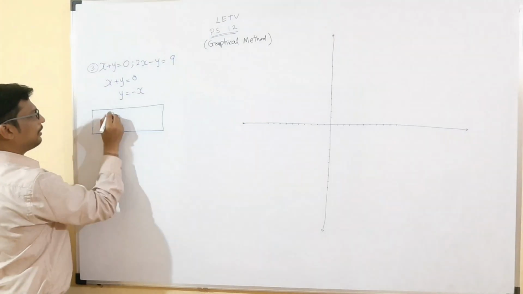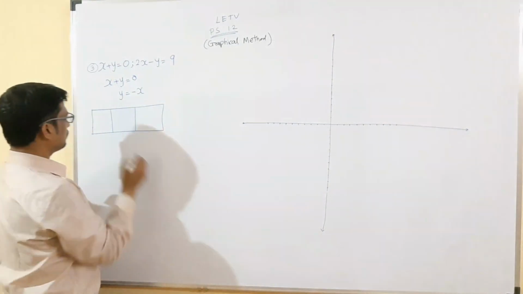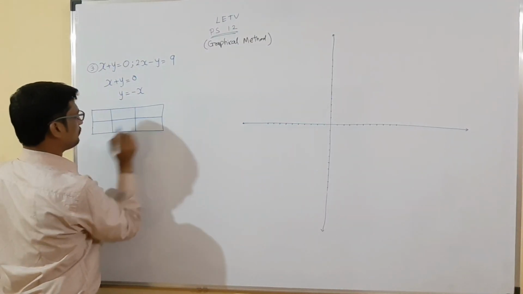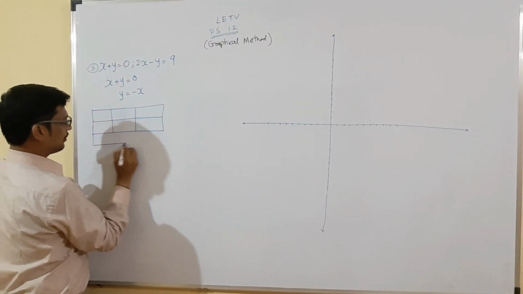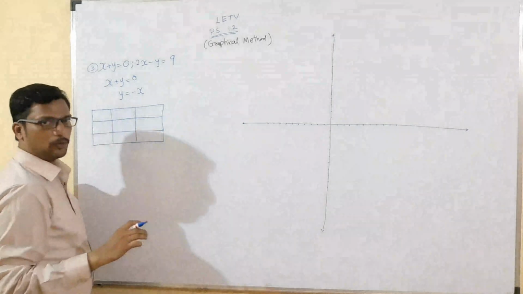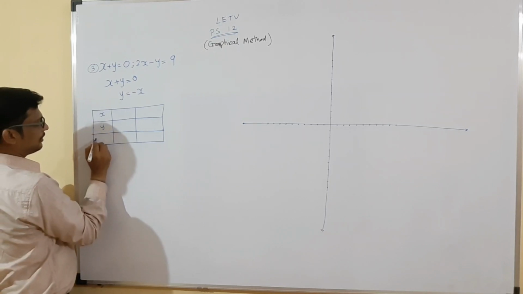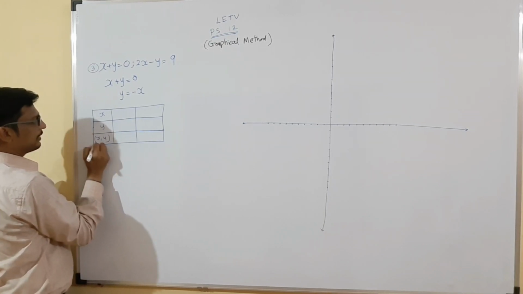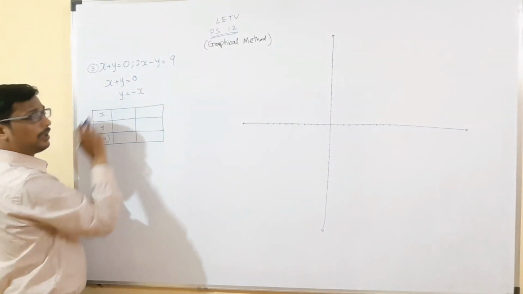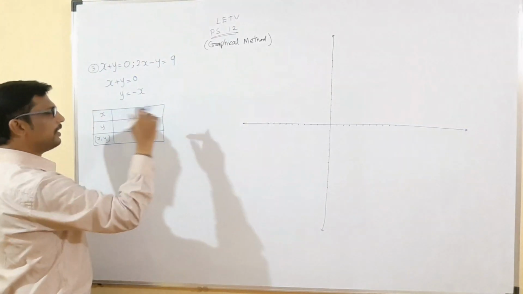Now what I will do, I will draw a box. In that box, I am going to make 3 columns. See, there are total 9 boxes. First is for x, second is for y, and third is for x comma y. Now here, I will assume the value of x. Fine, you can assume anything.